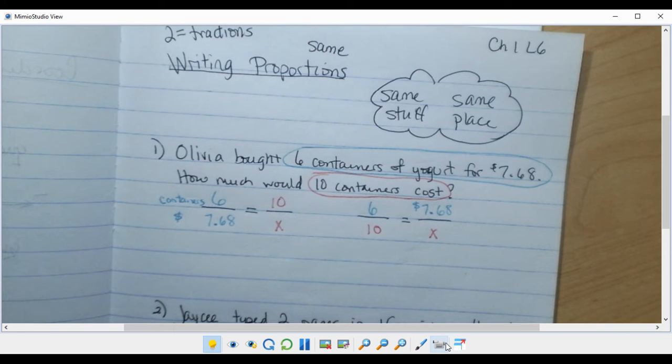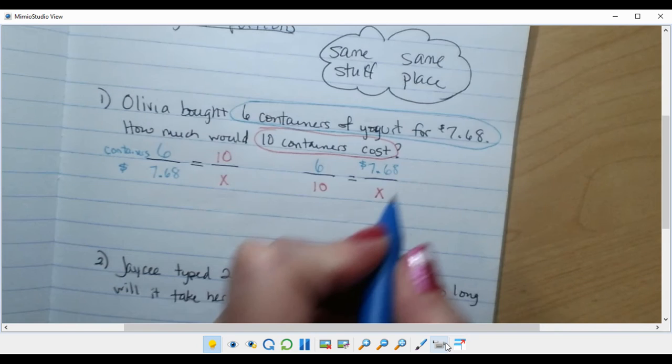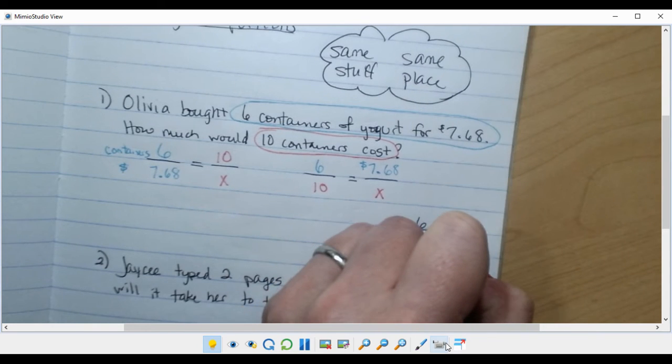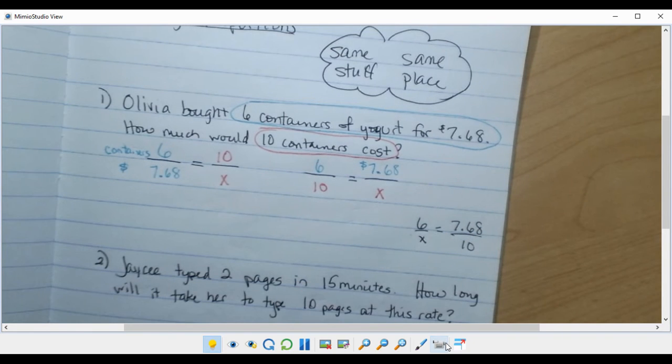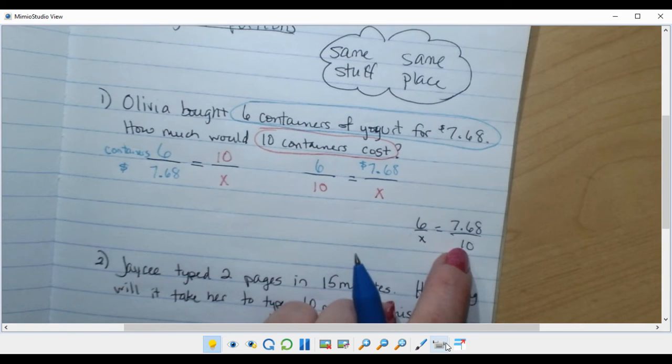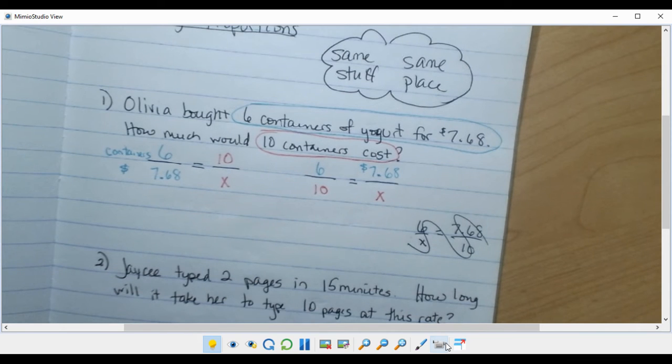Okay? Let me ask you a question. What if, I'm going to do this all in the same color, what if I did this? Is that an equivalent proportion? Is that okay on how I set it up? Check the diagonals. Are 6 and x still diagonal? Whoa, no, they're not. That is not an okay proportion for this problem.